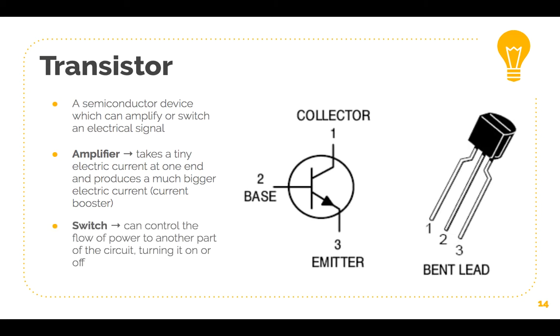When you're using a transistor as a switch, it can control the flow of power to another part of the circuit, turning it on and off. So instead of using a normal switch within your circuit, you could use a transistor in its place to have the same effect.